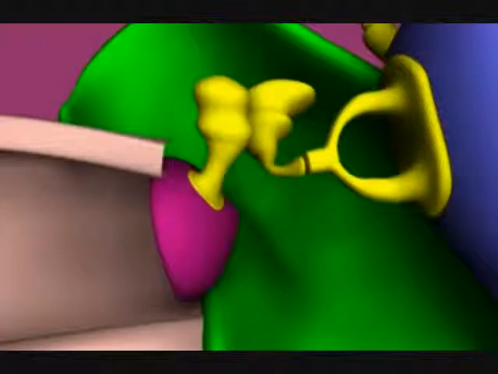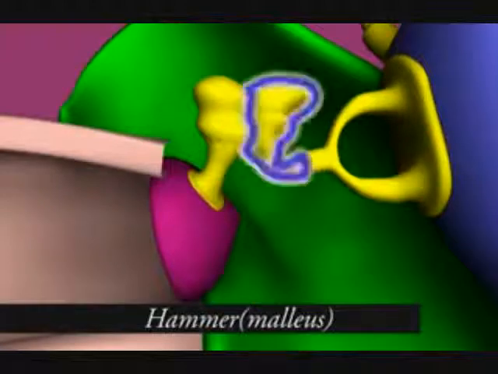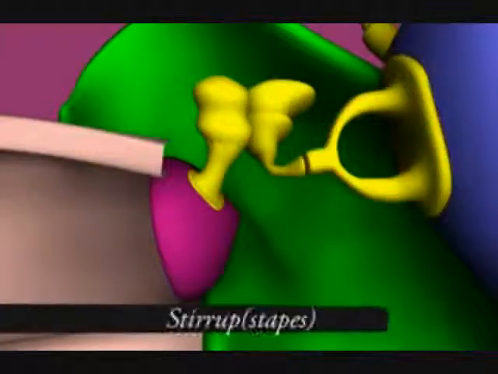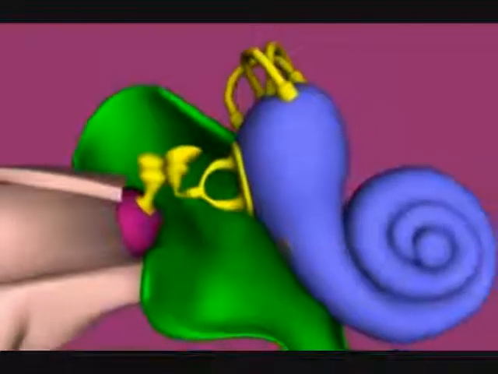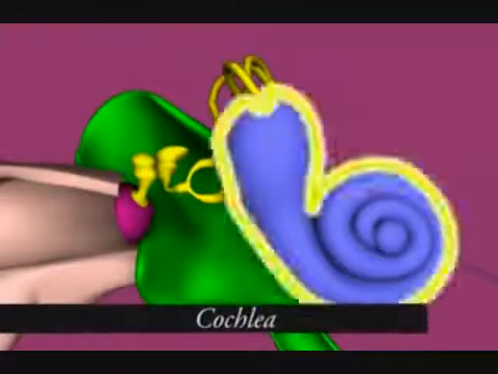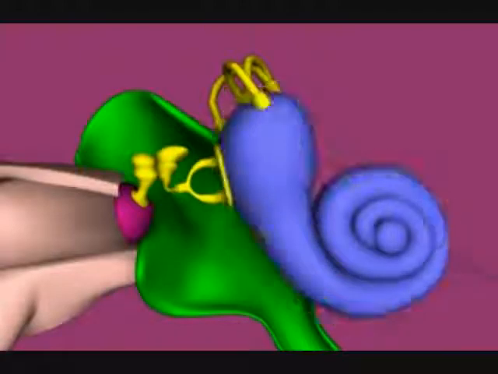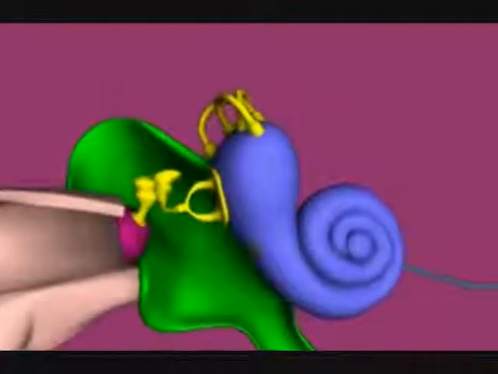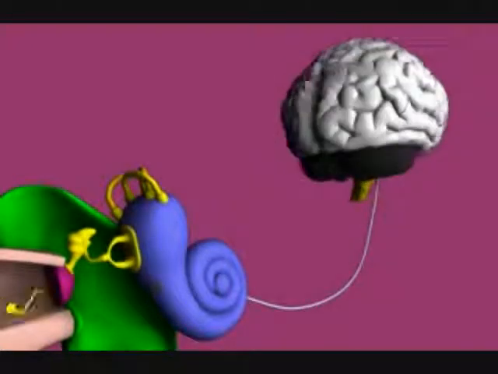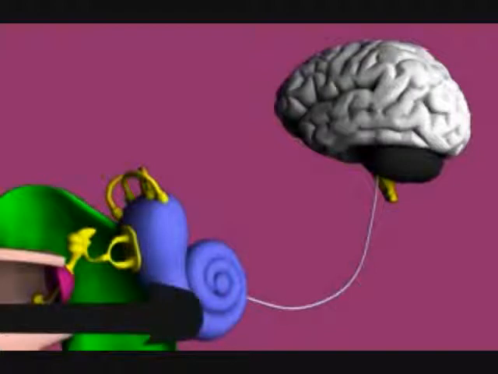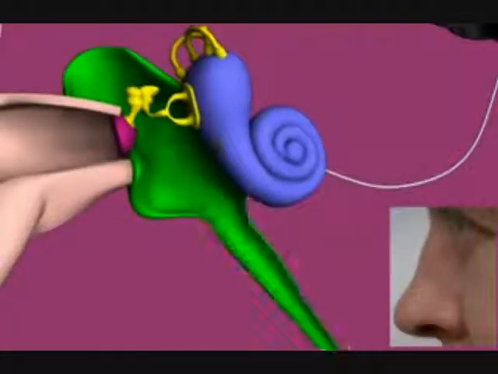There are three tiny bones: the anvil (incus), the hammer (malleus), and the stirrup (stapes), which pass vibrations to the cochlea. This is the cochlea, a spiral-shaped, fluid-filled inner ear structure. It is lined with cilia that move when vibrated. This vibration results in the formation of nerve impulses. This is the eustachian tube that connects the middle ear to the back of the nose.